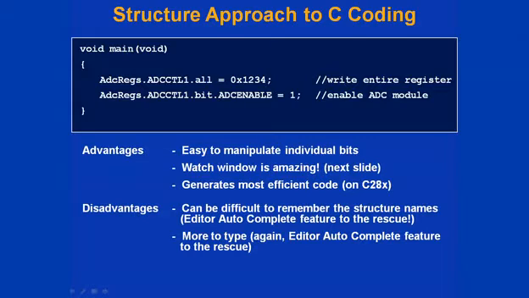Advantages: easy to manipulate individual bits. It works great with our tools and will generate the most efficient code. Disadvantages: can be difficult to remember the structure names and more to type. However, the editor autocomplete feature of Code Composer Studio will eliminate these disadvantages.